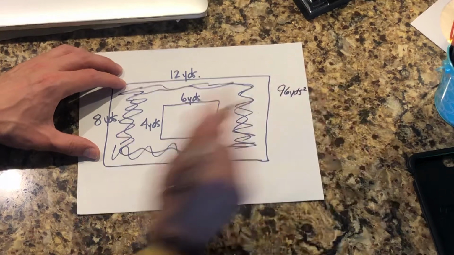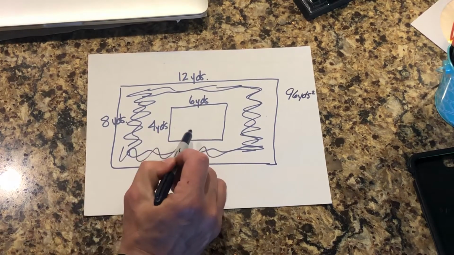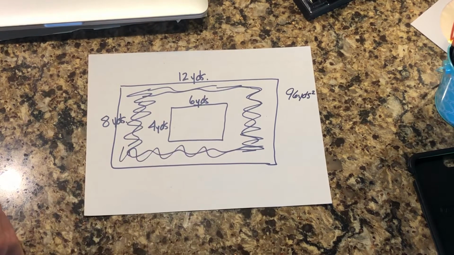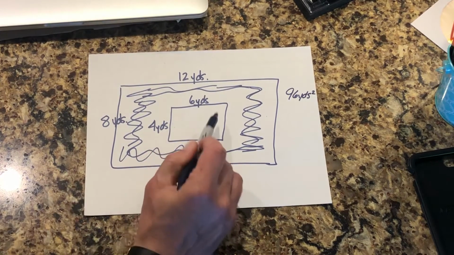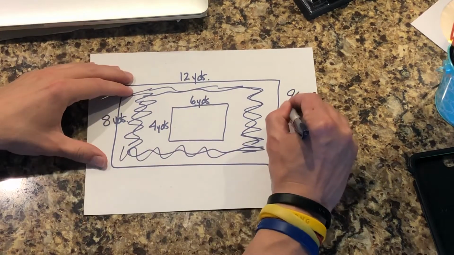That's the whole thing. Now we have to complete the problem though and find the area that's been taken out of this chunk. And it's the same thing, it's a rectangle, base times height. So 6 times 4 is 24 yards squared.